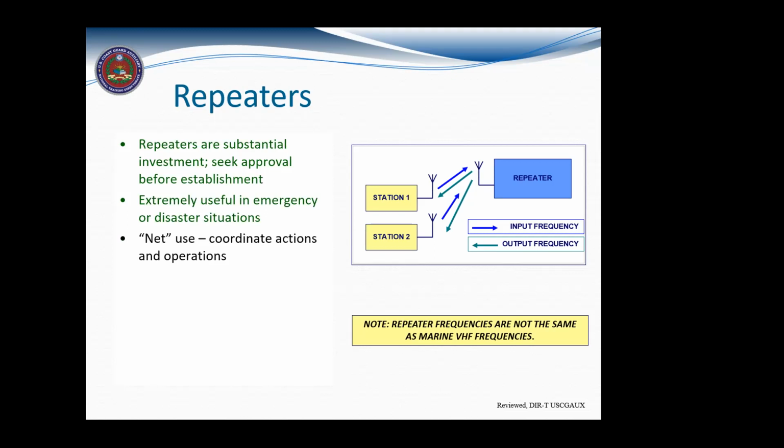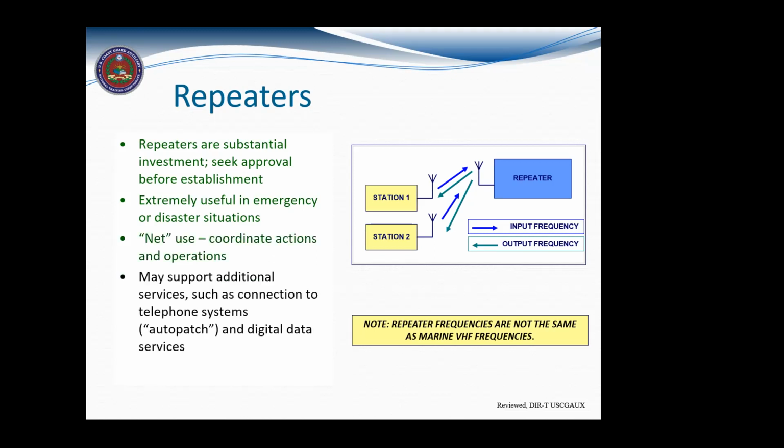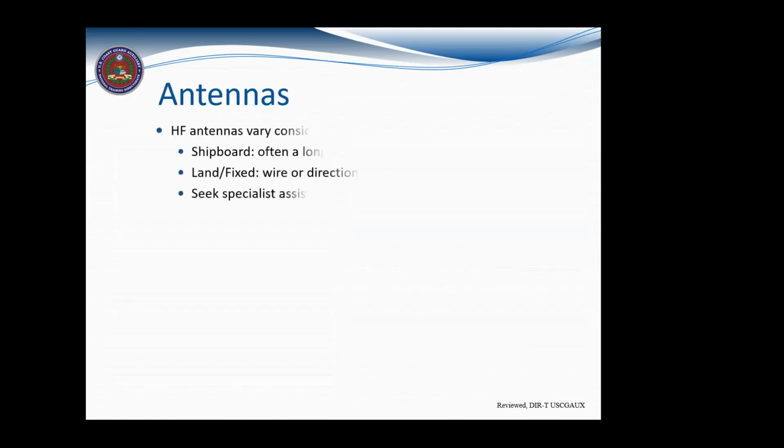In order to avoid chaos, such a network needs to be carefully controlled. Typically, there will be a station designated as the net control, and they will determine who has priority on using the repeater. Some repeaters will also have additional features, such as allowing incoming signals to be diverted into a telephone system. We won't discuss that very far tonight.